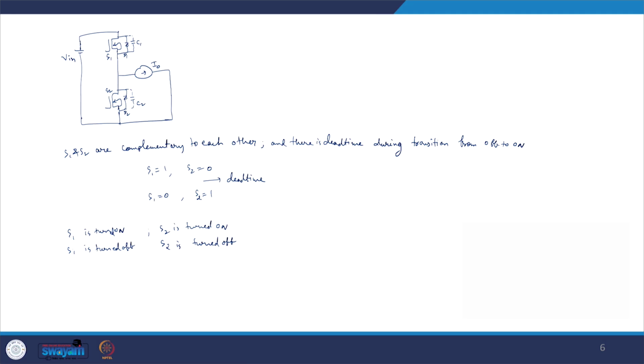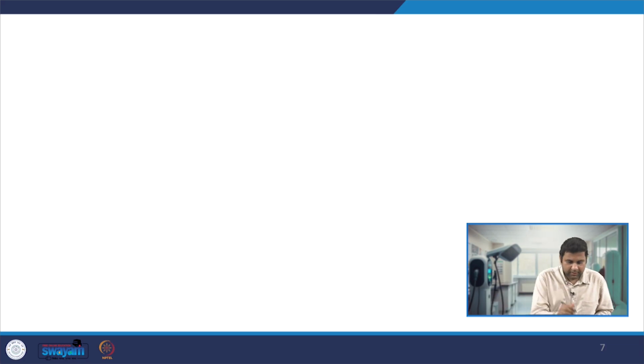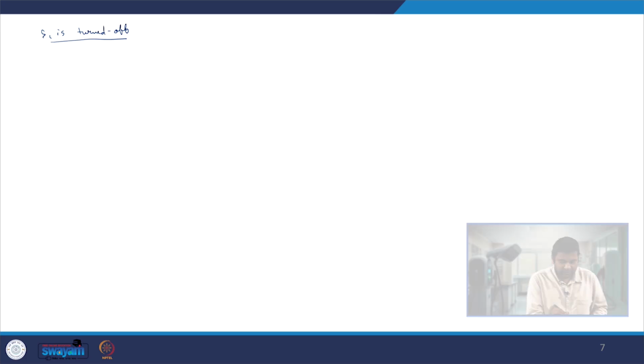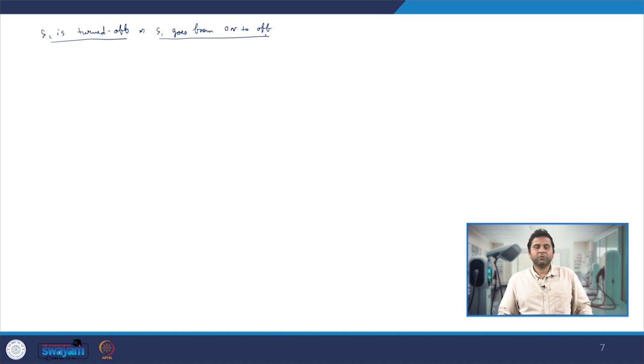So let us take one of the instances: when my S1 is turned off, and after turning off S1 I go to turning on the S2 switch. So S1 is turned off, that means S1 goes from on to off. Now let us see how our system looks.